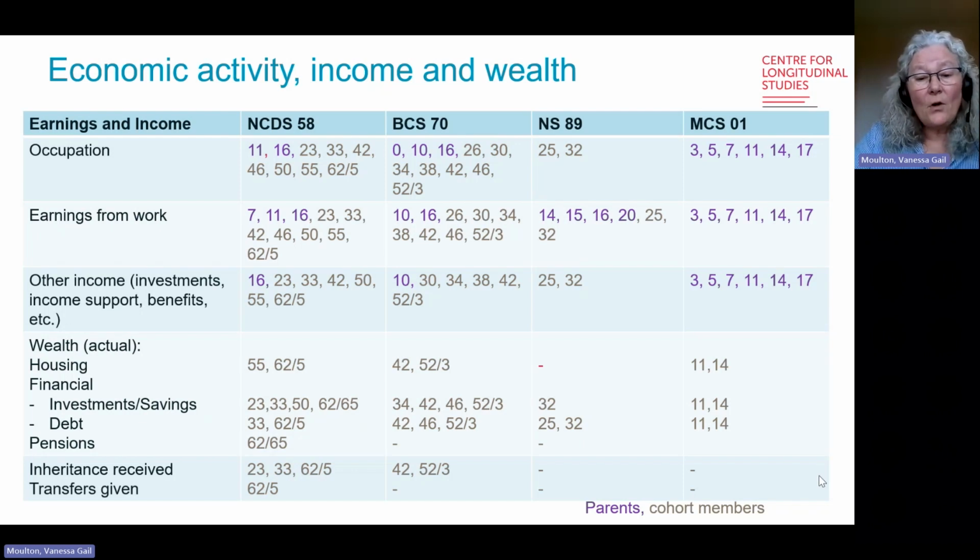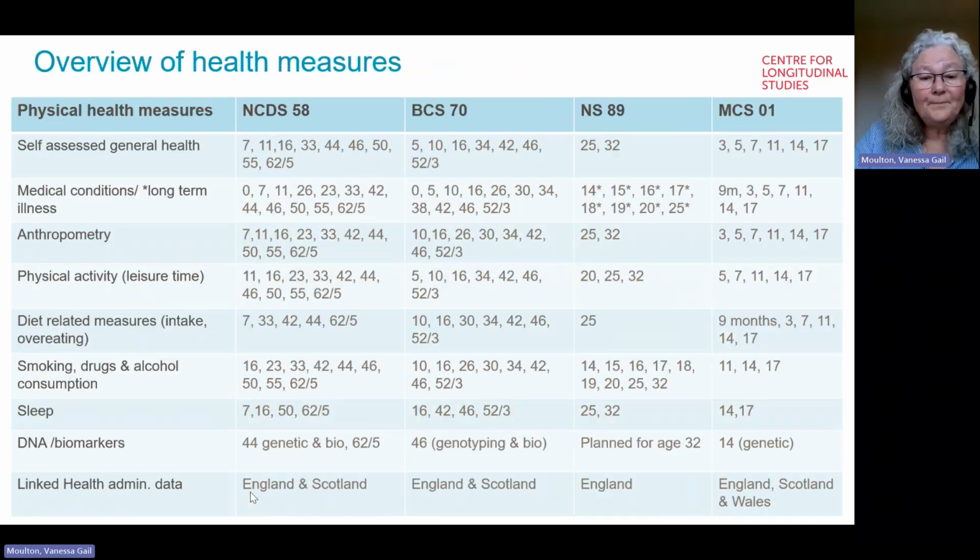For example, we have data on whether they have particular assets. So for example, in earlier sweeps of the 1950 NCDS and the BCS 70, in midlife, if they have a pension, for example, and the type of pension that they've got, etc. There are also questions around their expectations for retirement. And in the older cohorts, we also capture whether they've received an inheritance, and for the latest NCDS sweep, if there have been any intergenerational transfers.